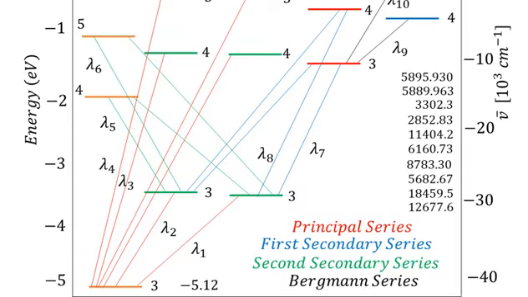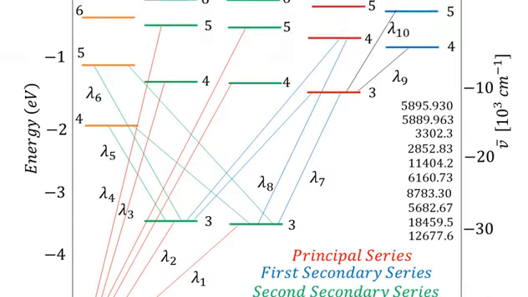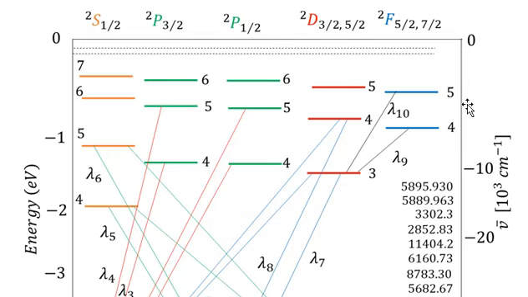Then we have the Bergmann series, shown in black. The Bergmann series includes all the transitions from the level n=3 of the D state to all the n levels of the F state. Here, since only two levels are present, I have shown only two black lines, but these transitions will extend to all the higher levels with principal quantum number of the F state.